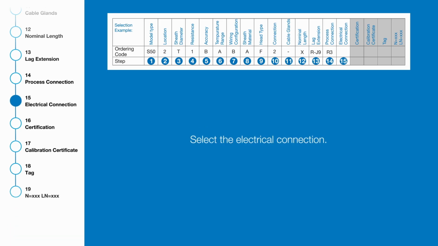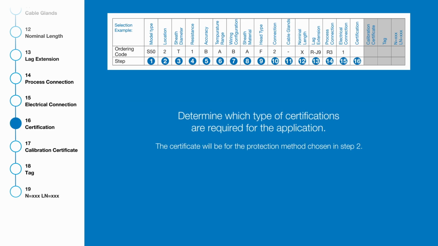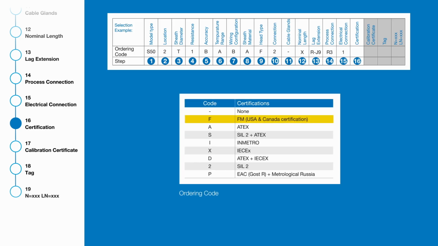Now we're going to do the electrical connection. This is actually going to show that we are putting a transmitter in the head, so that we are going to select code 1. Now we're going to determine the certification that's required. So for that, we want to have an FM certification explosion proof.